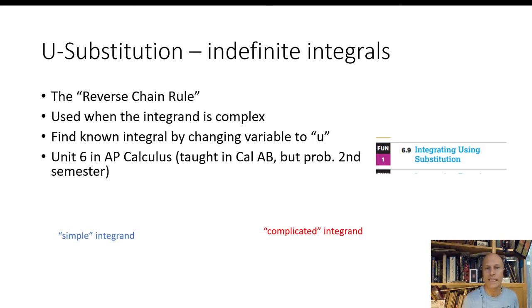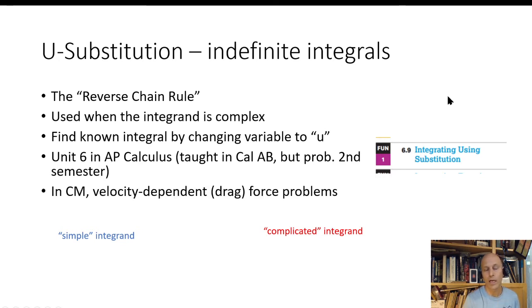This is Unit 6 in AP Calculus, so it is taught in Calculus AB. There are, I believe, 10 units in AP Calculus, and the last two, units 9 and 10, I think, are solely in Calculus BC. So this is about the middle of the curriculum, but it would be later on in the course, probably second semester. My Calculus AB students are a little bit tentative with U-substitution. It's not very natural to them until possibly later in the year.